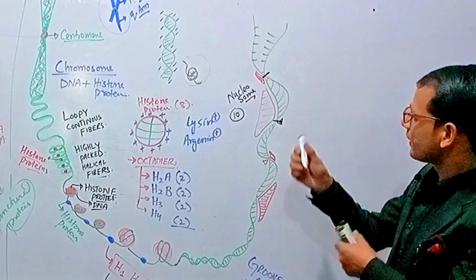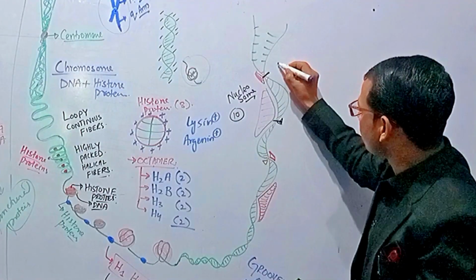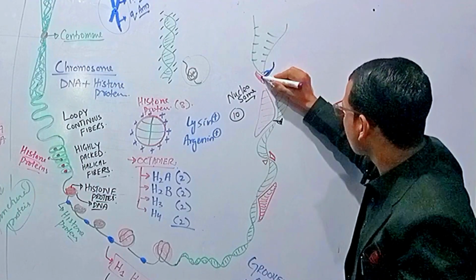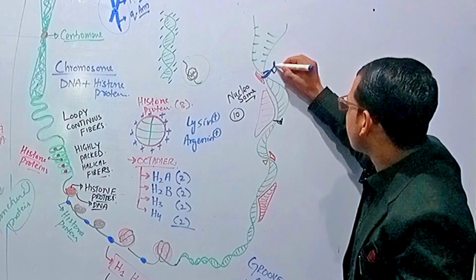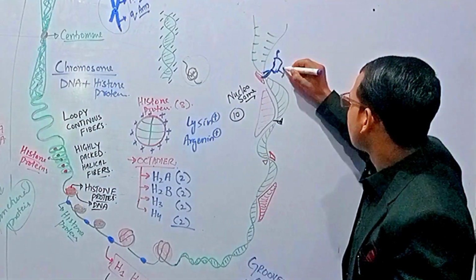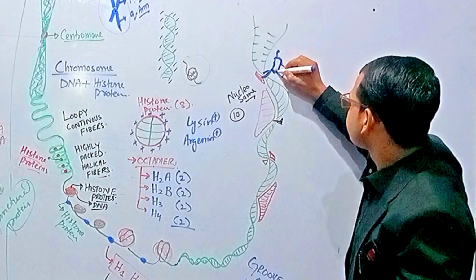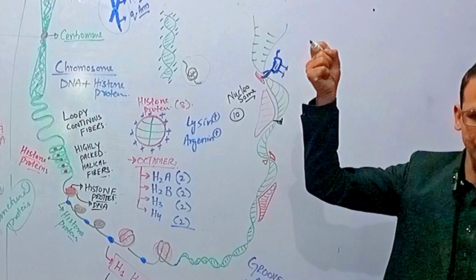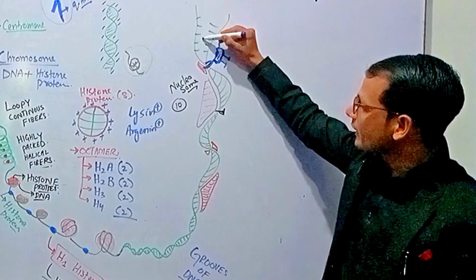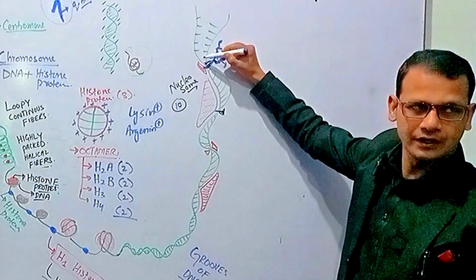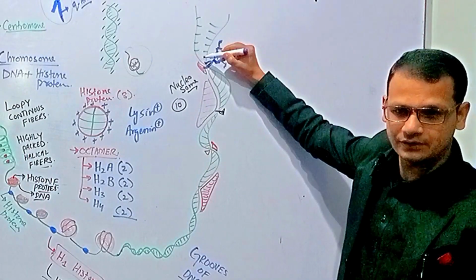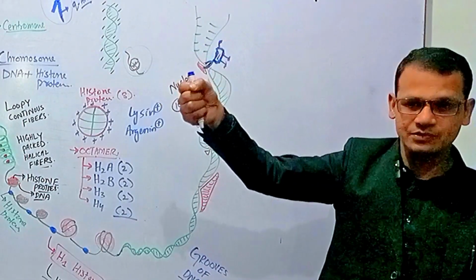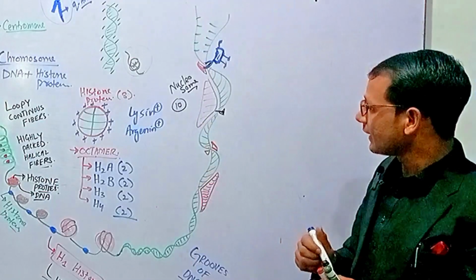For example, if we give something and by that we hold this, it holds this minor groove. After holding, the enzymes will not be able to uncoil this point and DNA replication will be inhibited, right? So we can treat cancer this way, by holding this minor groove, right?